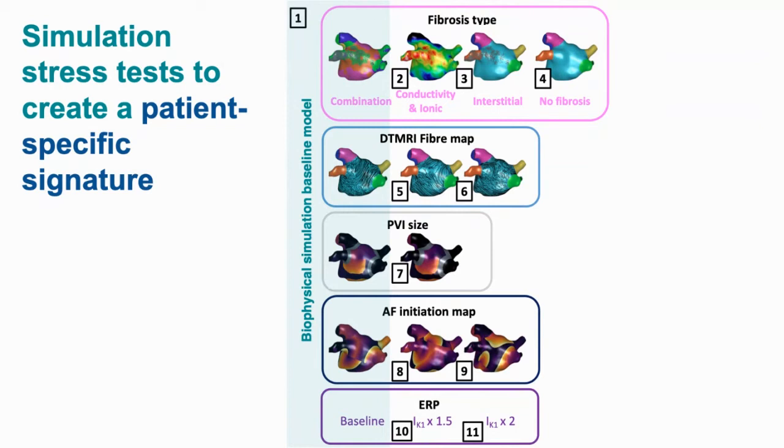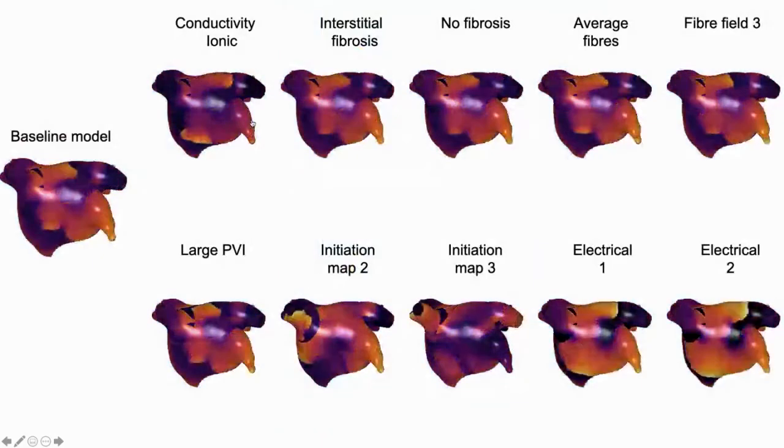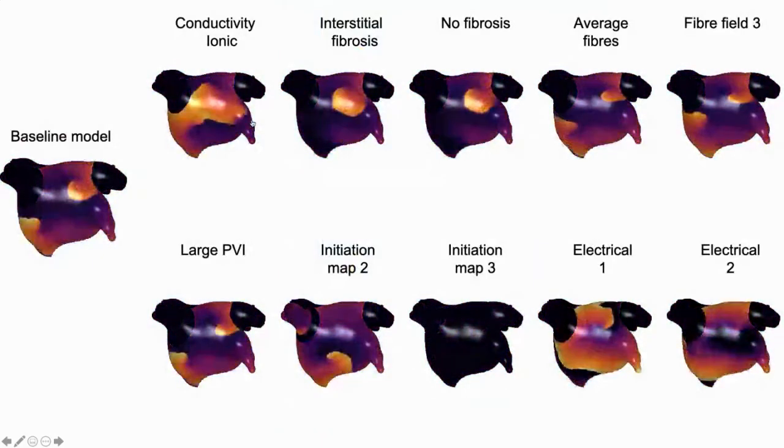So the way that we've tried to address this in this approach is to create these simulation stress tests with different values for each of these, and then we take the outcome of all of these 11 simulations for each patient, and then use that to give us a patient-specific signature. So we're not expecting any one of the simulations to match the outcome, but maybe some measure of them will.